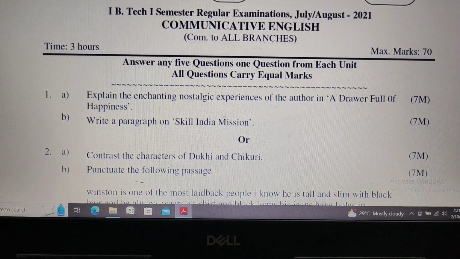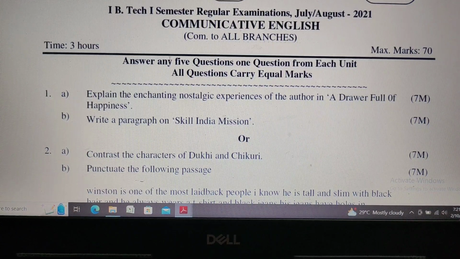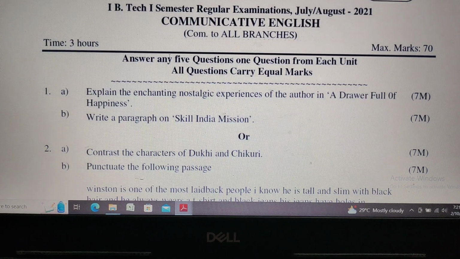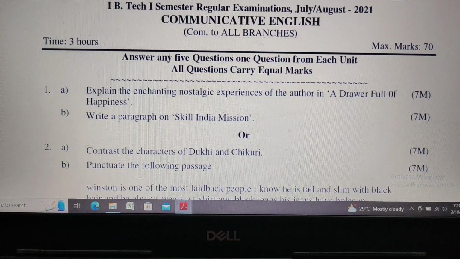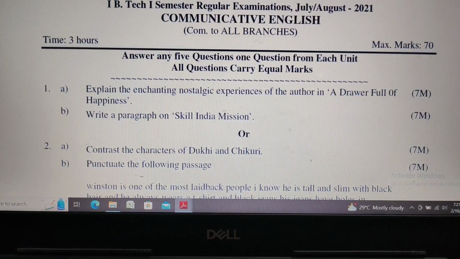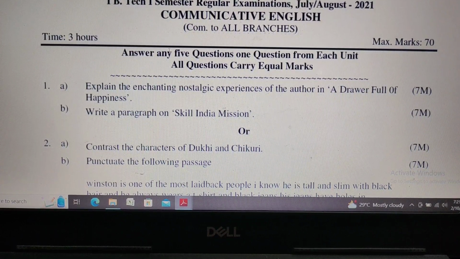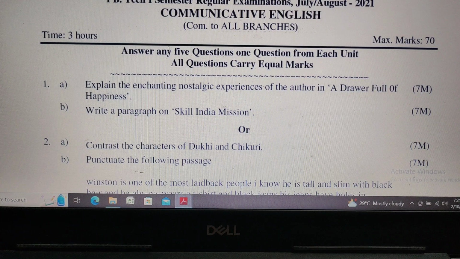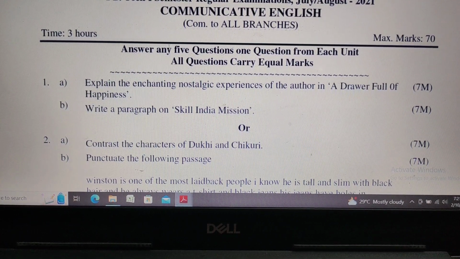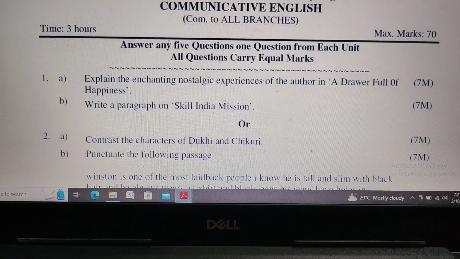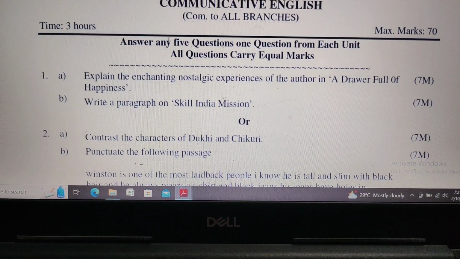So this is a question paper which is prescribed by JNTU UK for the first BTech first semester regular examinations. And you can see that the maximum marks are 70 and the time given is 3 hours. Now there is an ample choice for you here in the question paper: you can answer any 5 questions, where you will get 1 question from each unit, and all questions carry equal marks.